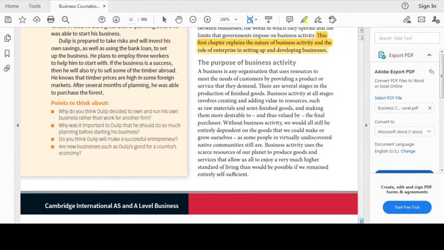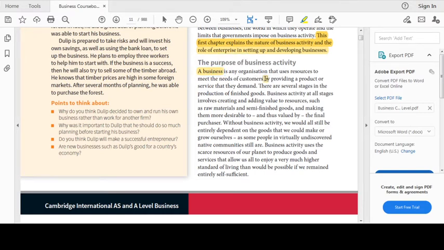What else are we going to talk about? We'll be talking about what is the purpose of business activity. So what is the purpose of a business activity? A business activity is any organization that uses resources to meet the needs of the customer.